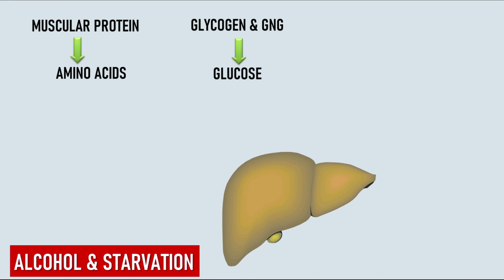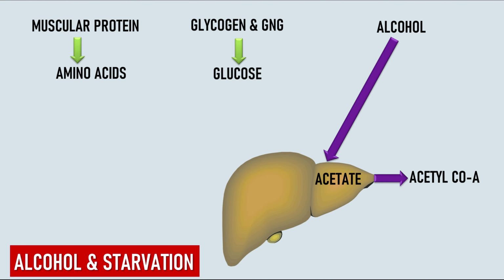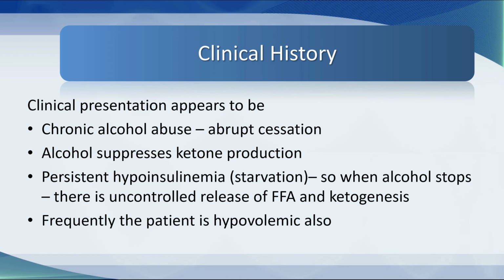During all of this, the alcohol is providing most of the substrate for energy, converted to acetate and then to acetyl coenzyme A. The clinical history of patients who present with alcoholic ketoacidosis appears to follow a classic picture. There's chronic alcohol abuse with abrupt cessation. Alcohol normally suppresses ketone production. There is persistent hypoinsulinemia that we associate with starvation. So when the alcohol stops, there is uncontrolled release of free fatty acids and ketogenesis. Frequently, the patient would also be hypovolemic because they've stopped drinking liquids.